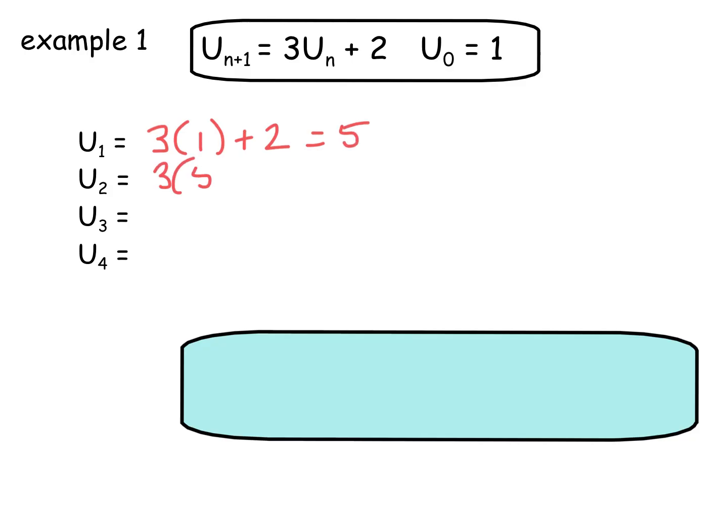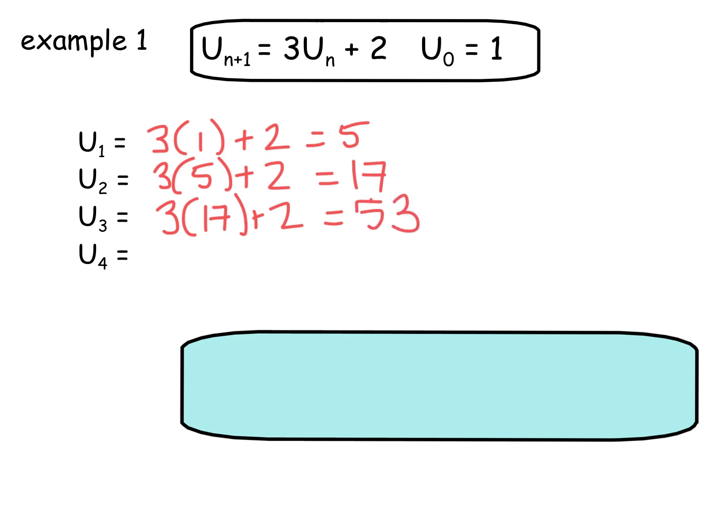u2 would be 3 times 5, add on 2, which would be 17. u3 would be 3 times 17, add on 2, which is 53. And the next term would be 3 times 53, add on 2, which is 161. Can you see what's happening to this sequence? It just keeps getting bigger and bigger and bigger. So as my nth term gets bigger, so does my answer.